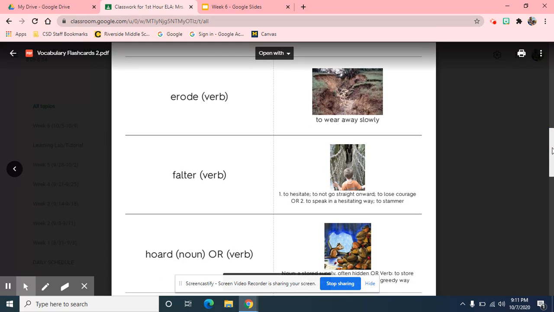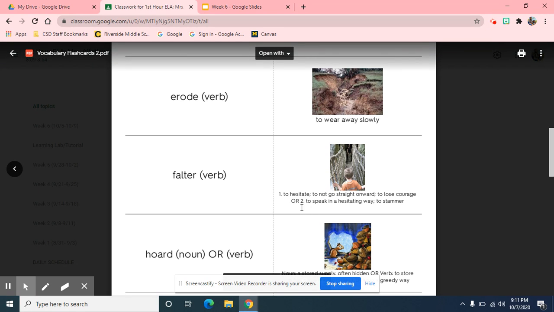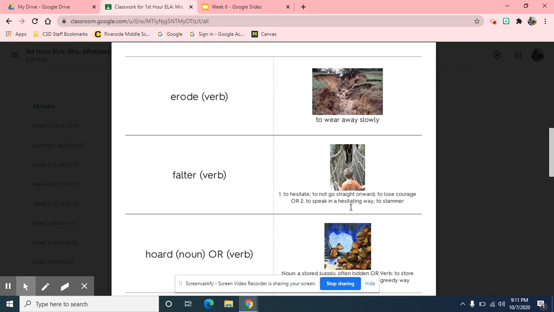The next word is falter. Falter is a verb, and it has two meanings. One meaning is to hesitate, to not go straight onward, to lose courage, or number two, to speak in a hesitating way or to stammer. If we're talking about to hesitate, an example that I would give you is that the soldiers did not falter even though they faced almost certain death. So they didn't hesitate, they didn't stop, they didn't give up.